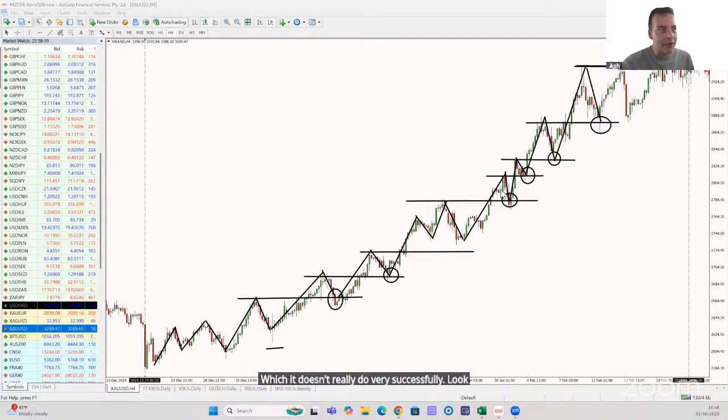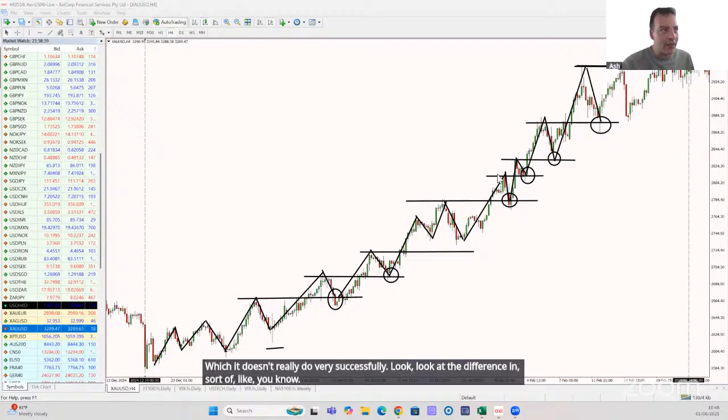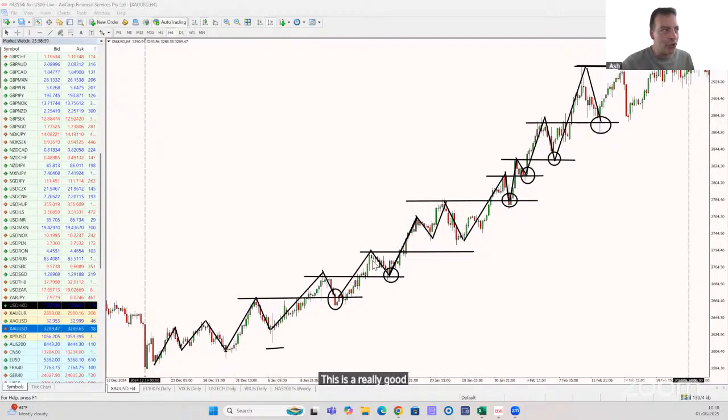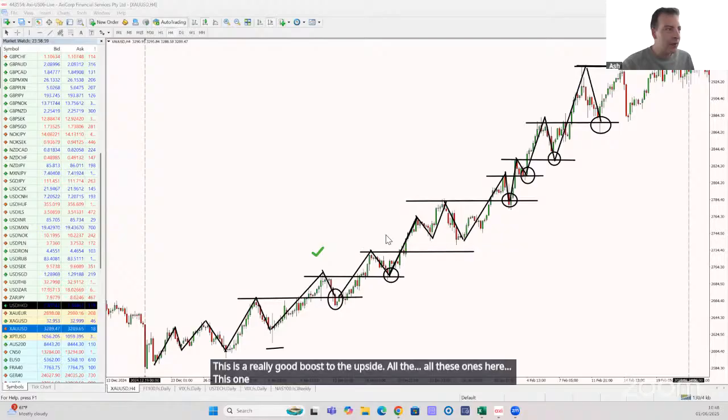Look at the difference in how it created these highs before it came back. This is a really good boost to the upside. All these ones here, this one, that one, this one, it didn't come back. But look how much higher they went before they came back.